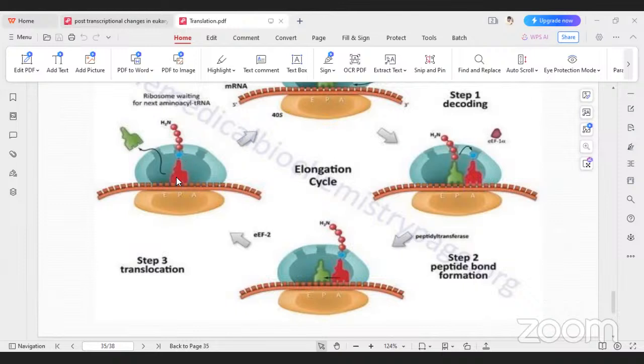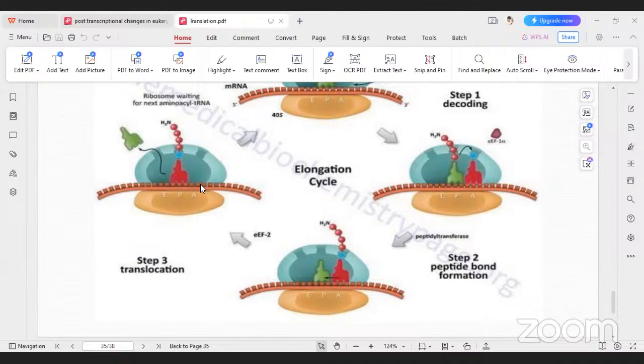This is continued until the nonsense codon reaches the A site. When the A site reaches the nonsense codon, it is terminated. Elongation clear?